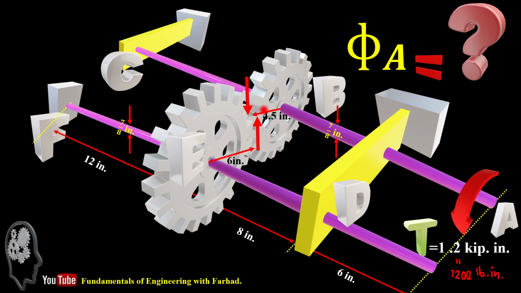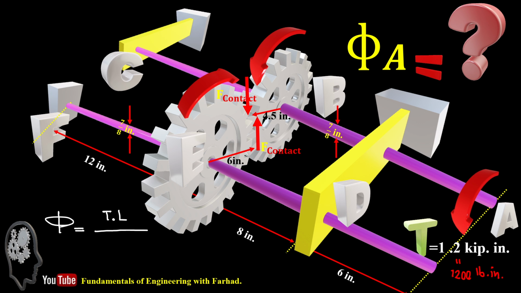There is a contact force between the two gears, as you can see here, and the same torsional torque which applies to A is applied to gear B, which induces an opposite torsion in the gear E. To start this problem, we can first jot down the equation of torsion.